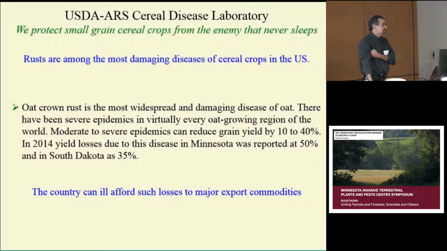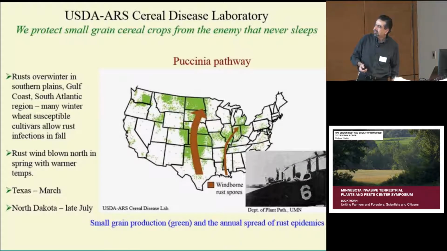So oat crown rust causes major damage. 2014 yield estimates essentially said it caused 50% damage to the oat yield in Minnesota and 35% damage to the oat yield in South Dakota. So you can see that all of this rust, including the oat crown rust, is causing major damage to some important export commodities, wheat, barley, and oat.